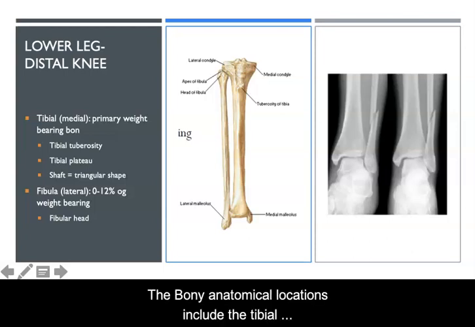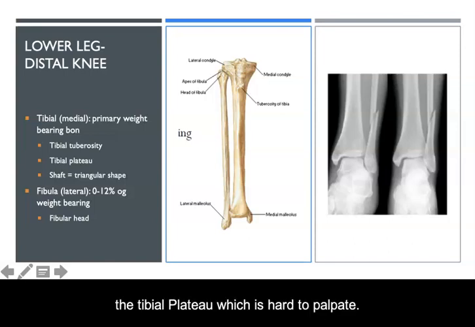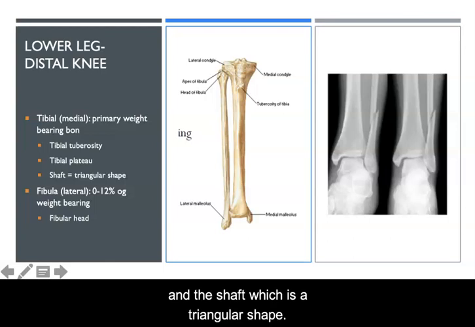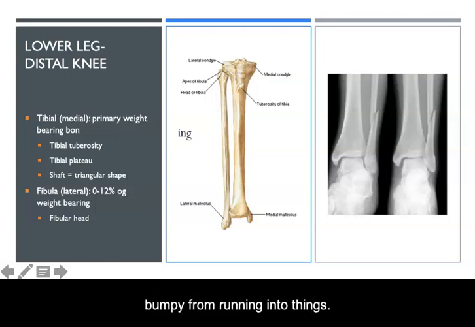The bony anatomical locations include the tibial tuberosity, palpated in the front middle part of the knee, the tibial plateau, which is hard to palpate but can be felt at the joint line, and the shaft, which is a triangular shape. You can run your finger down the shaft of the tibia. It may be bumpy from running into things.